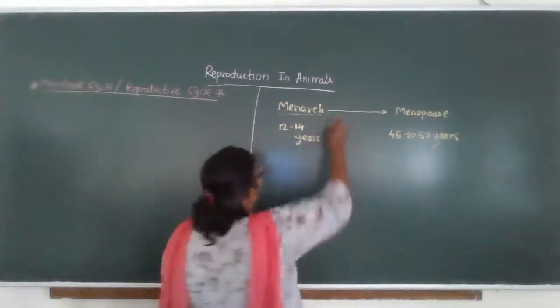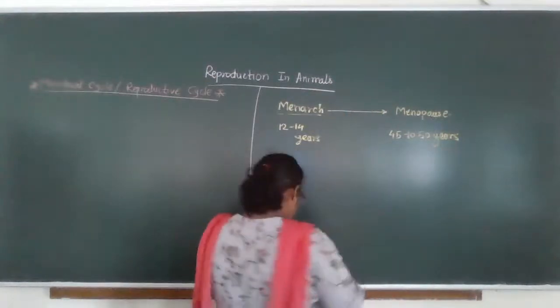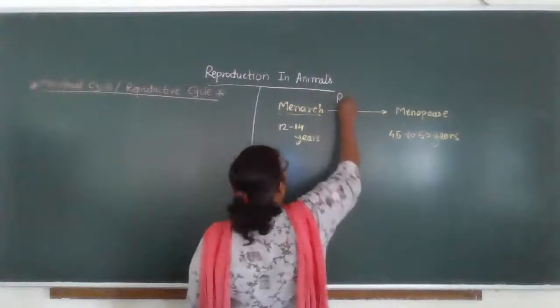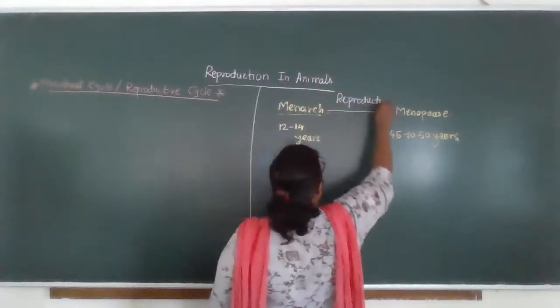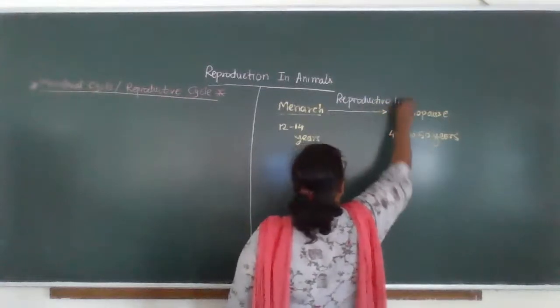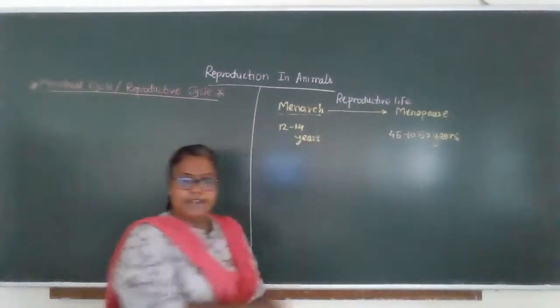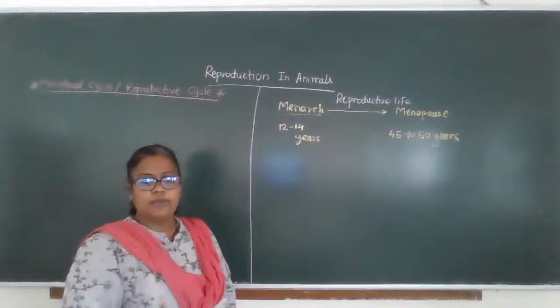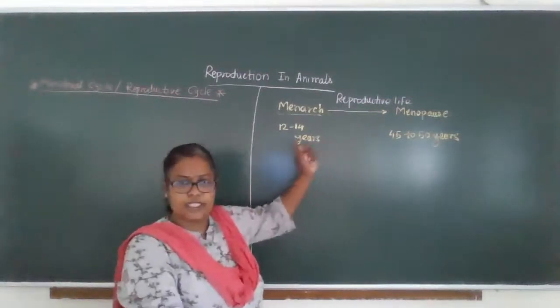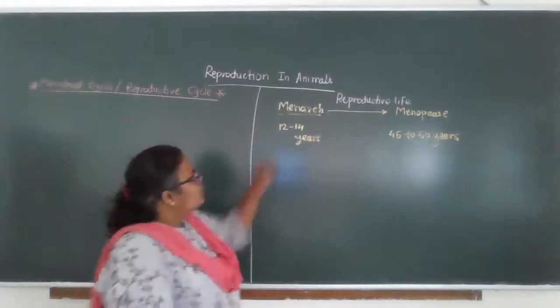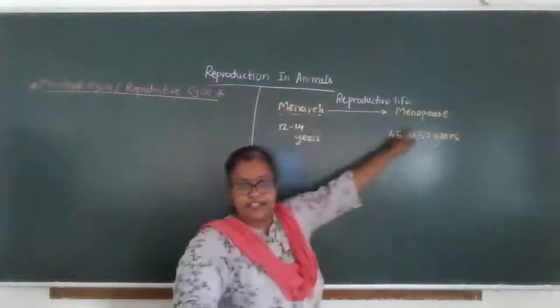The period between these two is called the reproductive life of the female, during which she gives birth to babies. During this period, she can have one or two issues. So this is the beginning and this is the cessation.